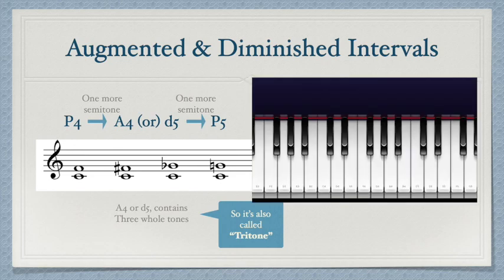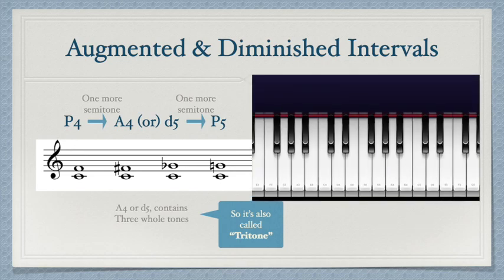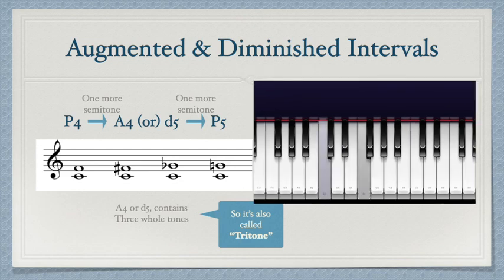Fourths or fifths we can build on the white keys are all perfect fourths or perfect fifths, except from F to B or from B to F. For example, perfect fourth, perfect fourth, perfect fourth, augmented fourth. So F and B are the two notes on white keys that can be built as an augmented fourth or diminished fifth.